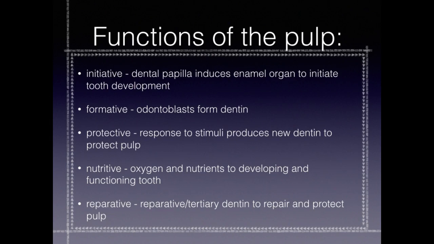The fourth one is the nutritive function of the pulp. Because of the presence of the blood vessels and veins going in and out through the apical foramen, it carries oxygen and nutrients to the developing and once functioning tooth. And then the reparative function, again very similar to the protective, but if there is a need for the dentin to repair itself, it will, and that will protect those precious cells of the pulp.